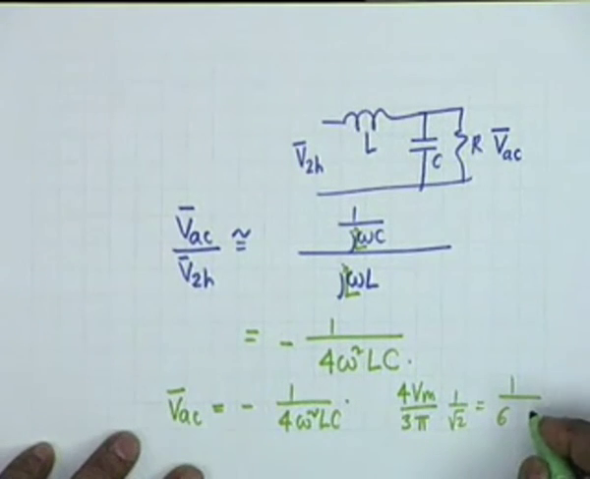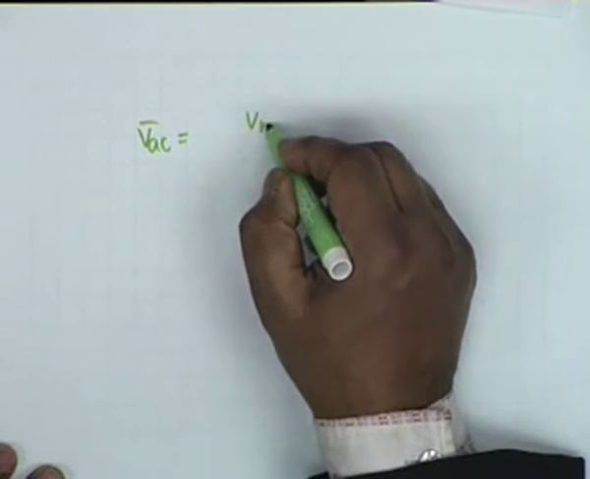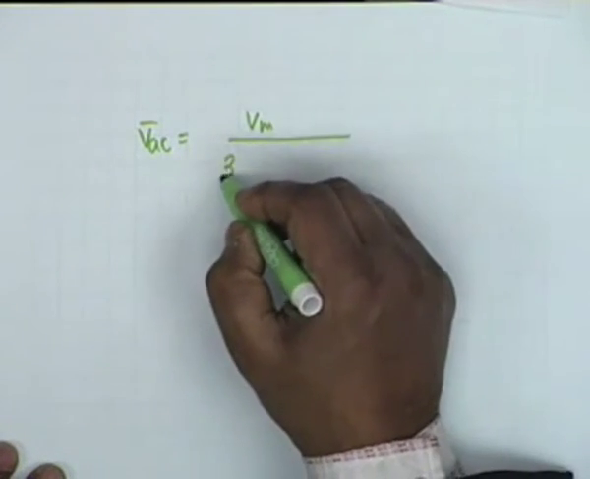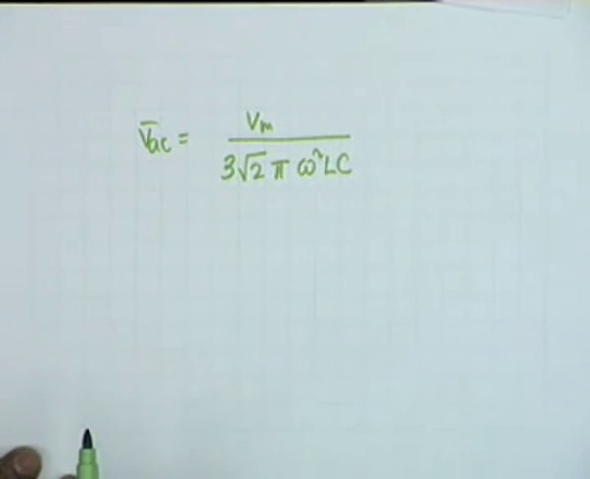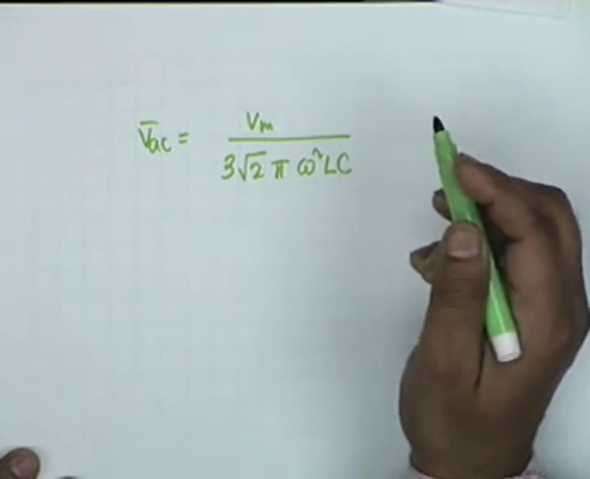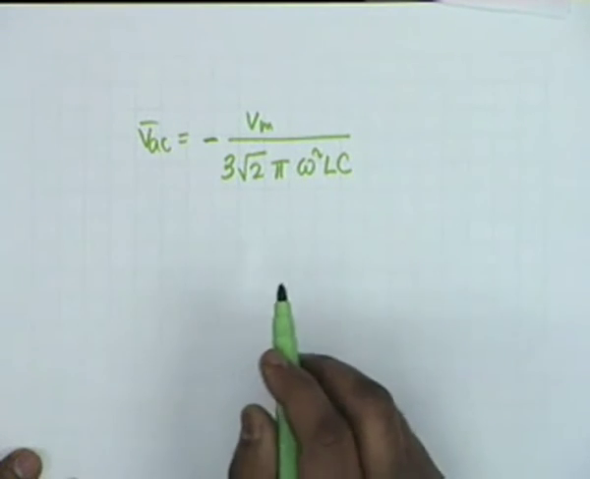No, I'm sorry, VAC is equal to Vm divided by 3 root 2 pi omega squared LC. It's a phasor. Alright, no, I think we must use a negative sign, minus this, alright. Pardon me? Vm is not a phasor. Vm is the maximum value. Is that okay? This is VAC.